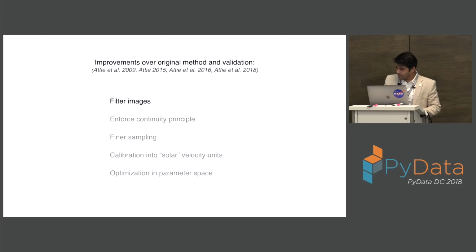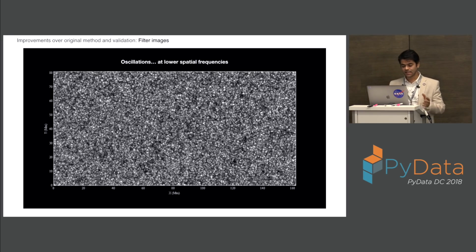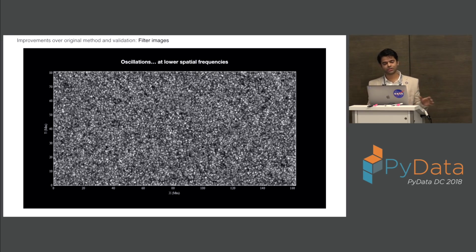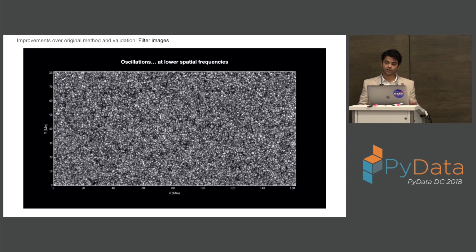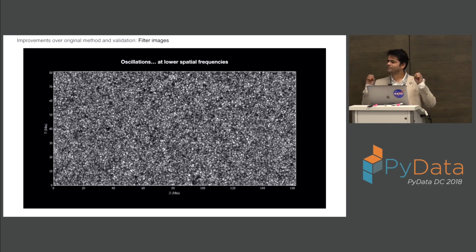So to get there, it's not just about applying this algorithm to the images. Many, many problems had to be solved. Everything is done in Python. The first step is to filter the images. When you look at that, you can see that the intensity of the granules is not homogeneous, and you can see some sort of an oscillation pattern. It's like it flickers.